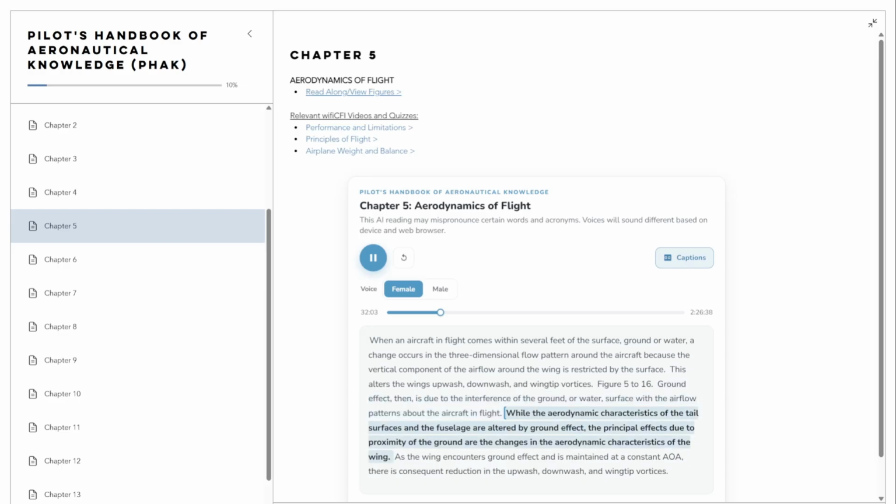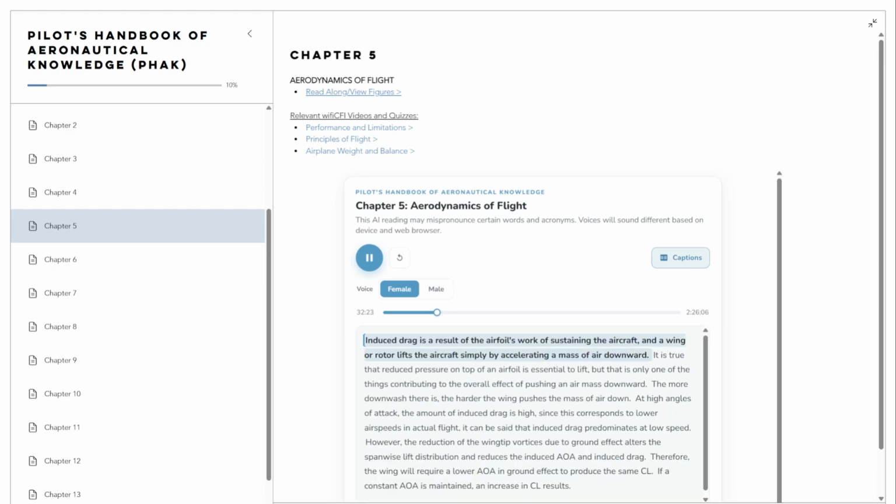While the aerodynamic characteristics of the tail surfaces and the fuselage are altered by ground effect, the principal effects due to proximity of the ground are the changes in the aerodynamic characteristics of the wing. As the wing encounters ground effect and is maintained at a constant AOA, there is consequent reduction in the upwash, downwash, and wingtip vortices. Induced drag is a result of the airfoil's work of sustaining the aircraft, and a wing or rotor lifts the aircraft simply by accelerating a mass of air downward.